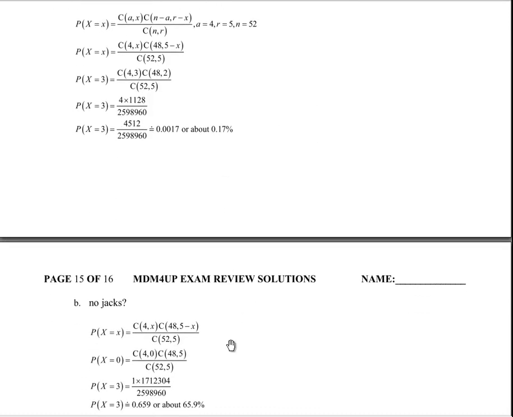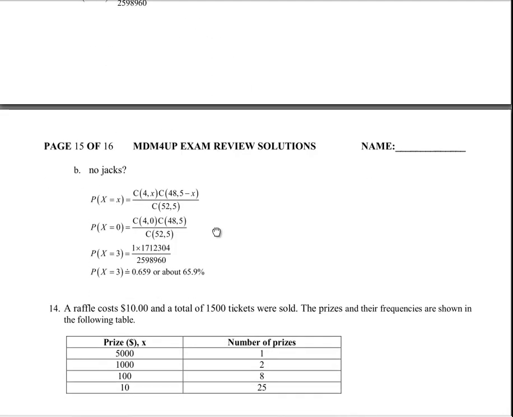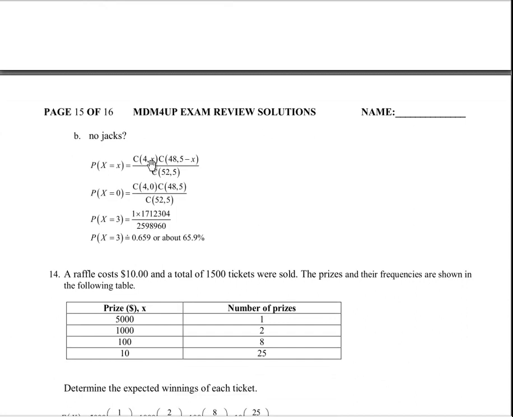B says no jacks. So same formula here. No jacks would mean that X would be 0. So we put 0 here and here. So 4 choose 0, and this would be 48 choose 5. So there's actually a better chance of getting no jacks than getting 3. It works out to 0.659, so about a 65.9%, a much higher chance of getting no jacks whatsoever.